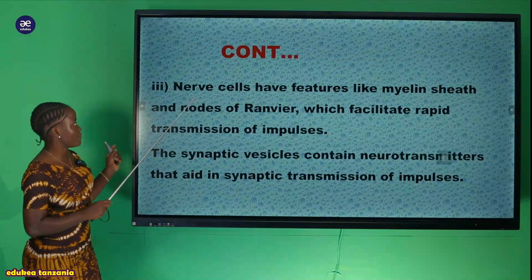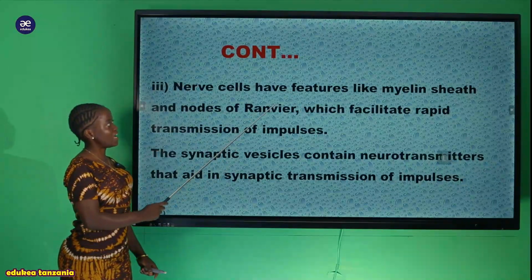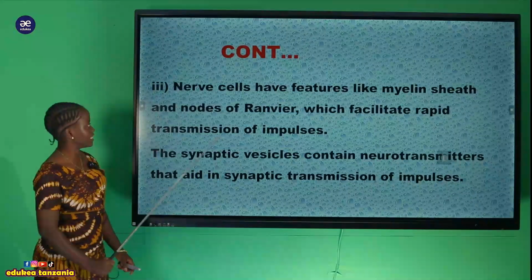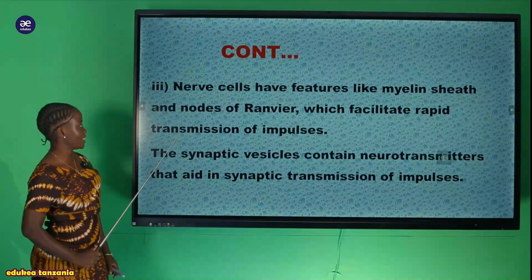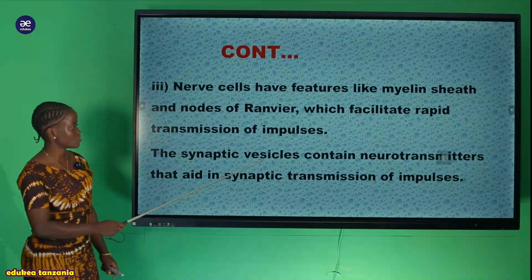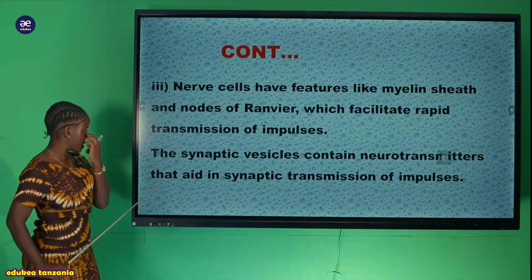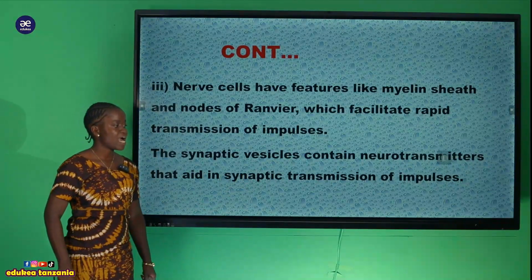And we have another example here, that is the nerve cells. The nerve cells have features like myelin sheaths and nodes of Ranvier, which facilitate rapid transmission of impulse. But also the synaptic vesicles contain neurotransmitters that aid in the synaptic transmission of the impulse.